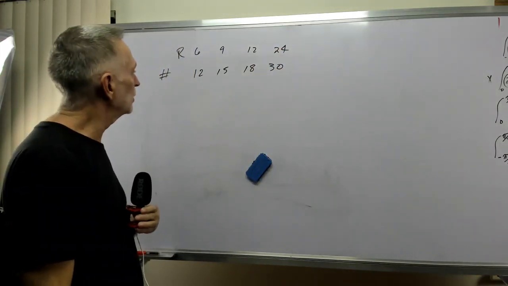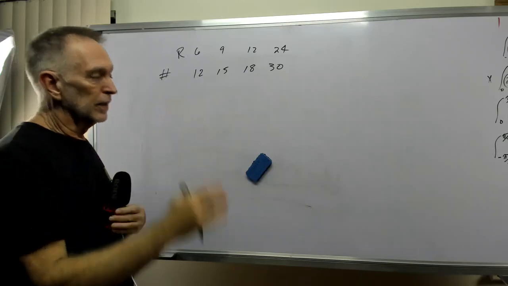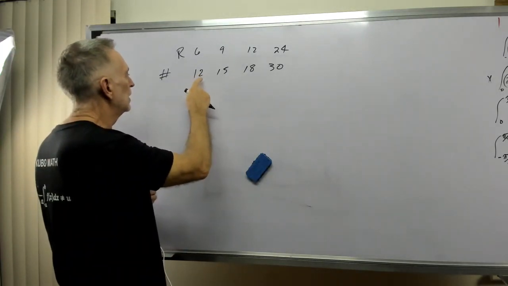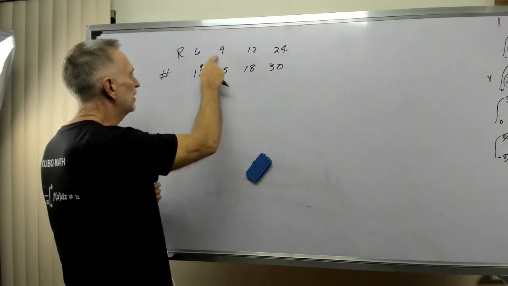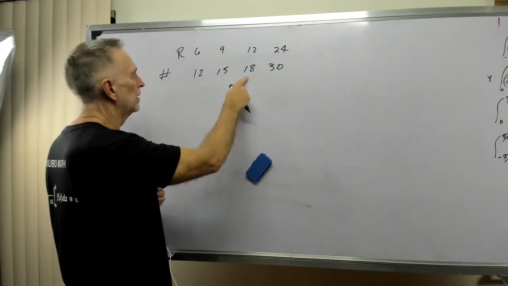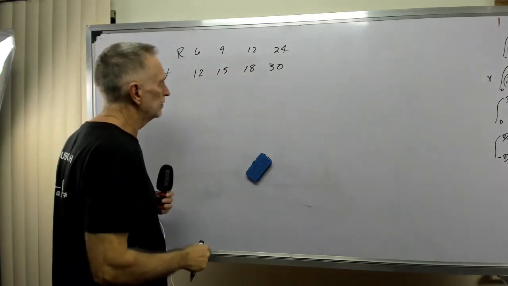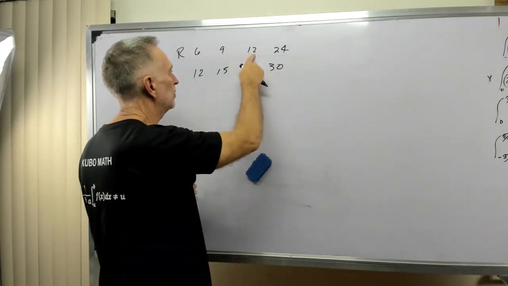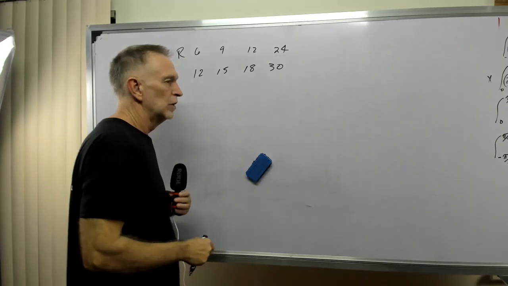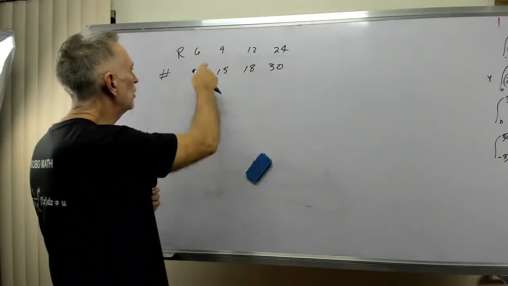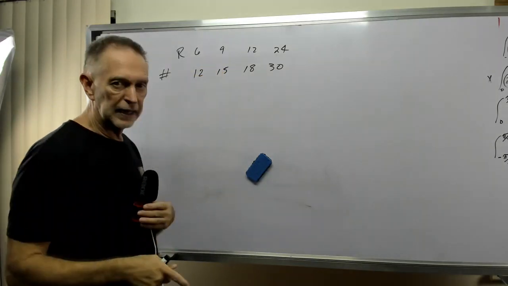Whoa, what to do? The key here was, you'll notice the difference between 12 and 15 is 3. 6 plus 3 is 9. Difference between 15 and 18 is 3. 9 plus 3 is 12. Difference between 18 and 30 is 12. 12 plus that is 24. So there's a correlation between the difference in the numbers and what you want the remainder to be.